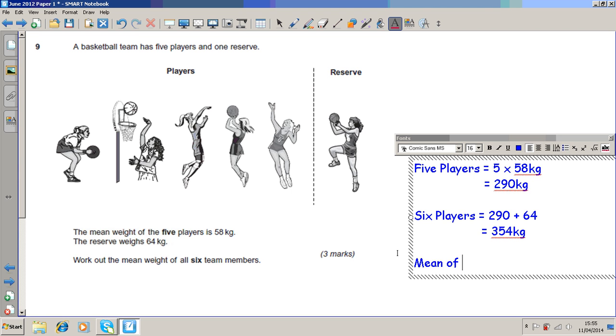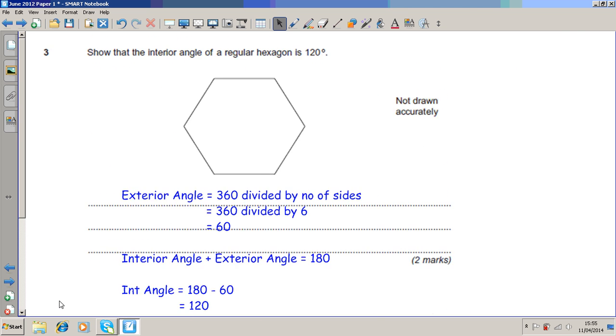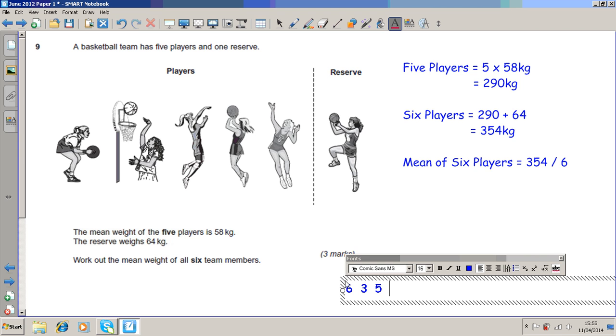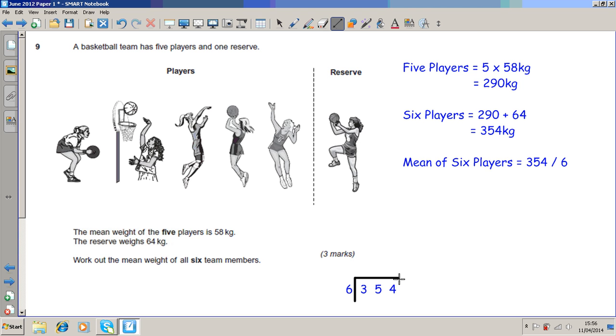So now the mean of 6 players equals 354 divided by 6. Easy, he says, but I can't remember now if it's calculator or non-calculator. Non-calculator. Mate, you're going to have to think and everything. Right, so it's up to you how you do this. You can do bus stop method. 6 into 354, like so. And then we say, well, how many times does 6 go into 35? 5 times, remainder 5. Because 6 times 5 is 30, so 35. And then how many times does 6 go into 54? 9. So there's my answer, it is 59.